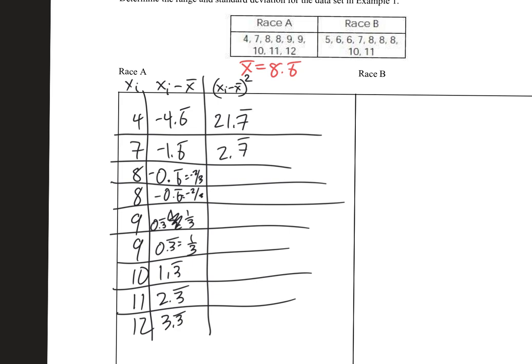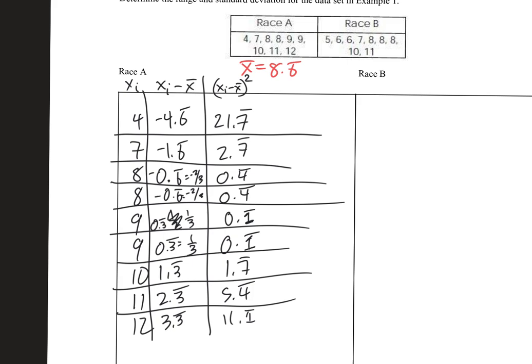2.7 repeating, 0.4 repeating, 0.4 repeating, 0.1 repeating, 0.1 repeating. It kind of looks like a T, so I'm going to clean it up. 1.7 repeating, 5.4 repeating, and 11.1 repeating. Okay.